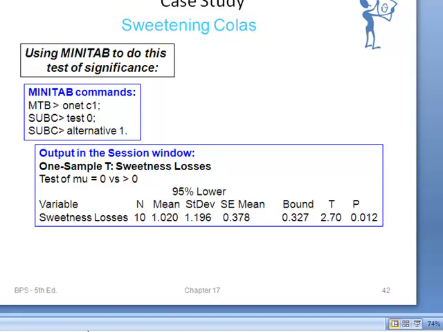There's the MINITAB commands that we would use for this test and the answer, and we can see it all comes out to be exactly the same. So that concludes this section of Chapter 17.